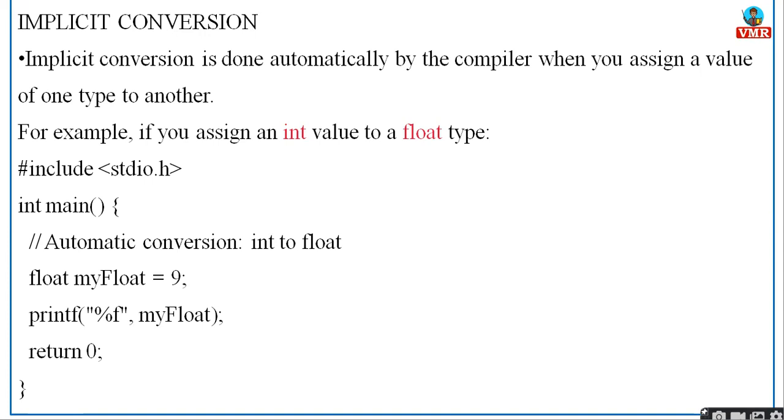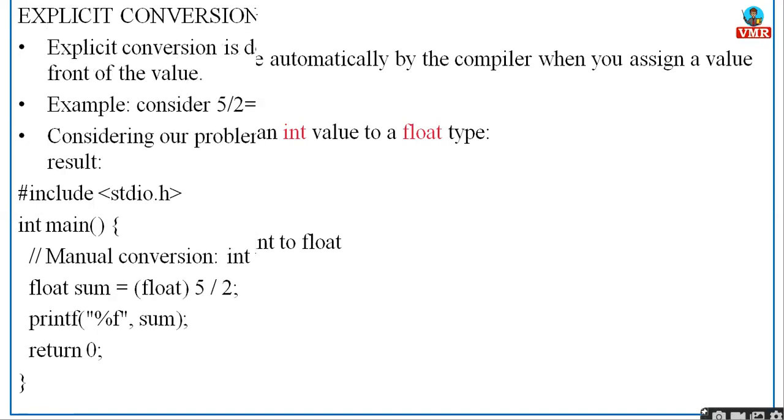For this, you will get the output as something like 9.000000. It should actually print 9, but you get 9.00 because the compiler automatically converts the integer 9 to a floating point value. So this is your implicit type conversion.